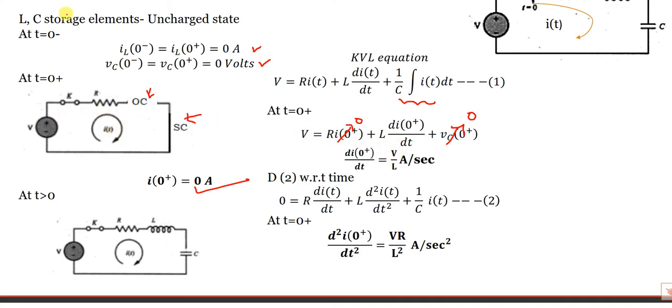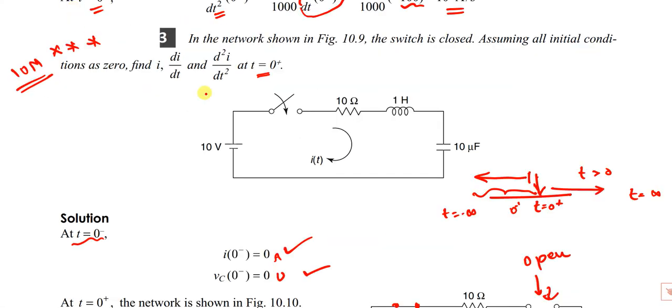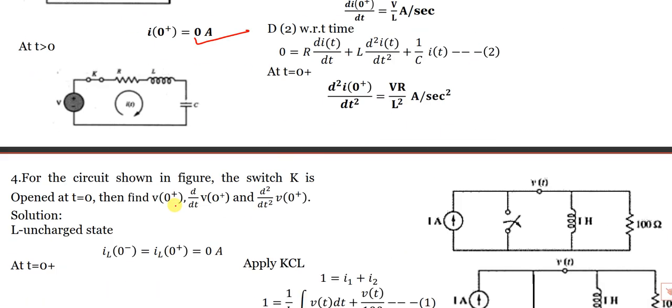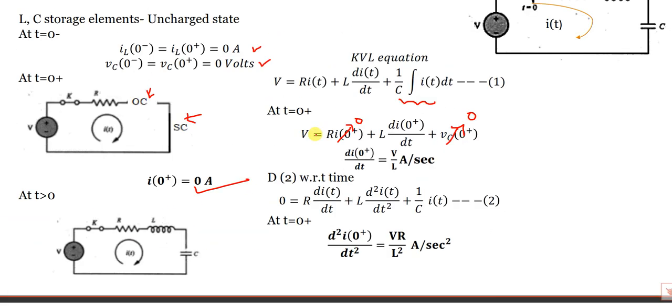In this problem, what is V? V is 10, L is 1. So 10 by 1 is 10 ampere per second. Similarly, differentiate equation number 1 once again. The differentiation of V is 0. R into di by dt, L into d square I by dt square, and for 1 by C, the integral and differentiation get cancelled, leaving I of t.